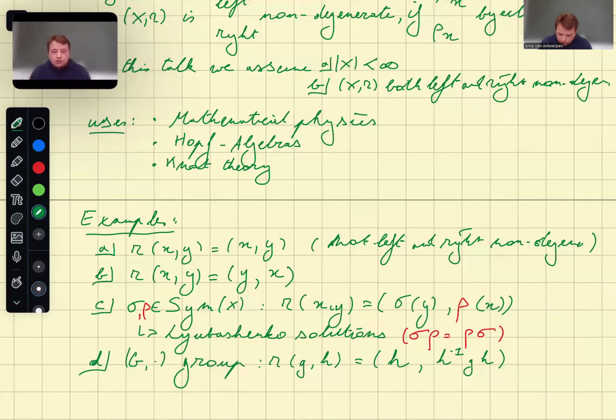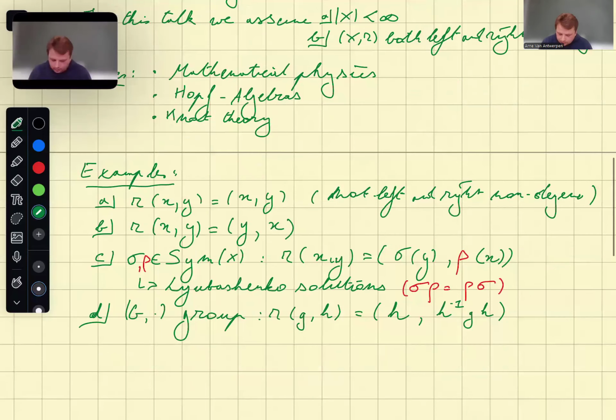These solutions are closely related to knot theory because they show up as racks and quandles. What the precise definitions of those are, I will not give. If you're interested, you can look up those terms. All right, so those are some examples.